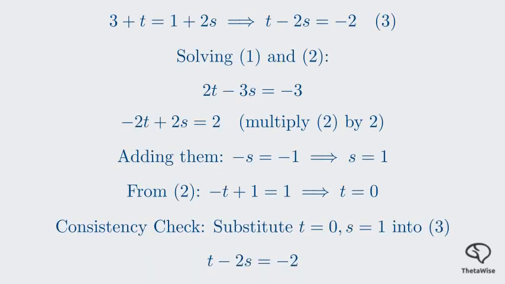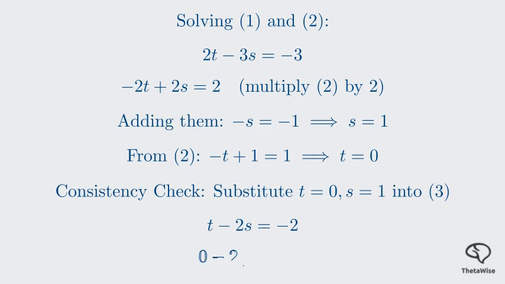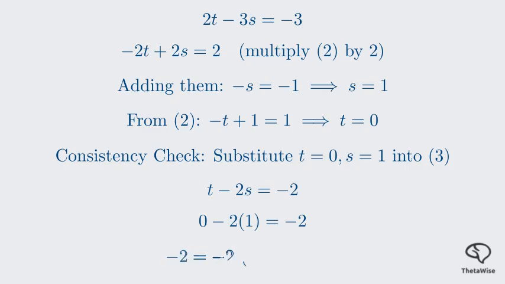Now for the consistency check using equation 3, substituting t equals 0 and s equals 1 into equation 3: 0 - 2(1) equals 2. The left side is 2, the right side is 2. It checks out. The lines do intersect. Since the lines are not parallel and they intersect, they are intersecting lines.